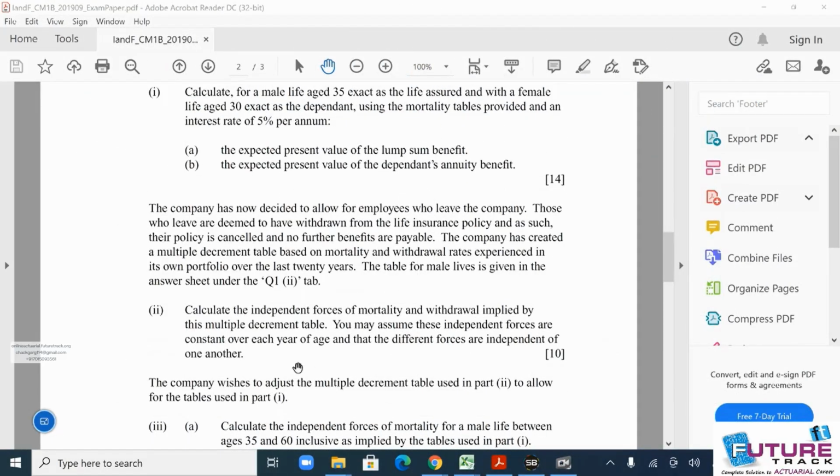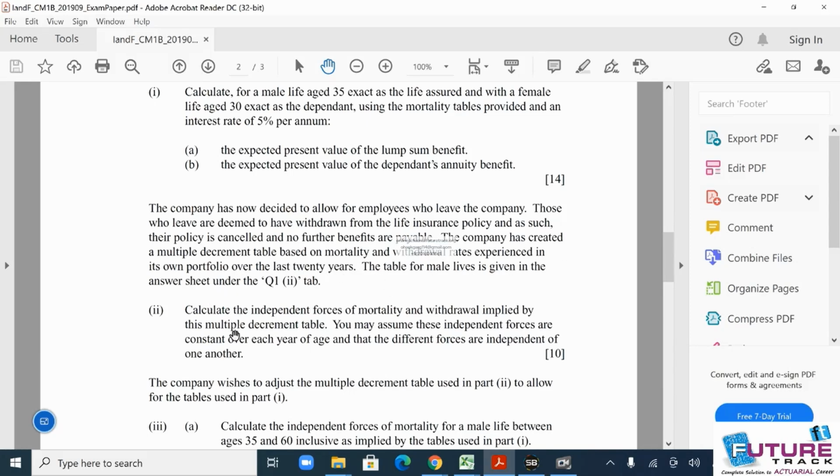So class, let's see the second part of the question. What it says: the company has now decided to allow for employees who leave the company, those who leave deemed to have a withdrawal from the life insurance policy, and as such their policy is cancelled, no further benefits are payable. The company has created a multiple decrement table based on the mortality and withdrawal rates experienced in its own portfolio over the last 20 years. So class, we have been given the multiple decrements now. One is mortality, another is the withdrawal rate. The table of male life is given.